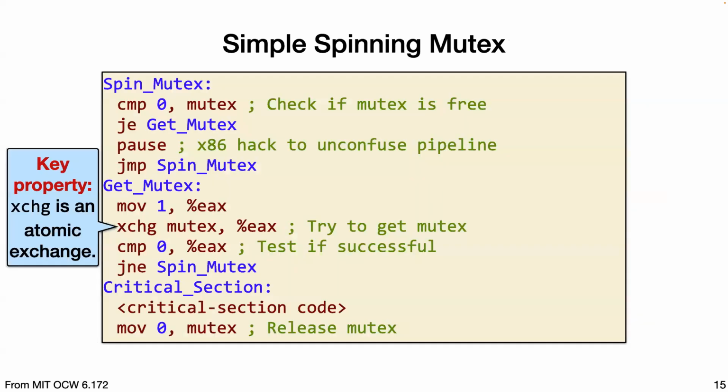Okay, so this is some pseudocode about how you would implement a spinning mutex. The spinning mutex is one of the simplest mutexes you can implement. And like I said, in this case, you can just implement it with a single bit.